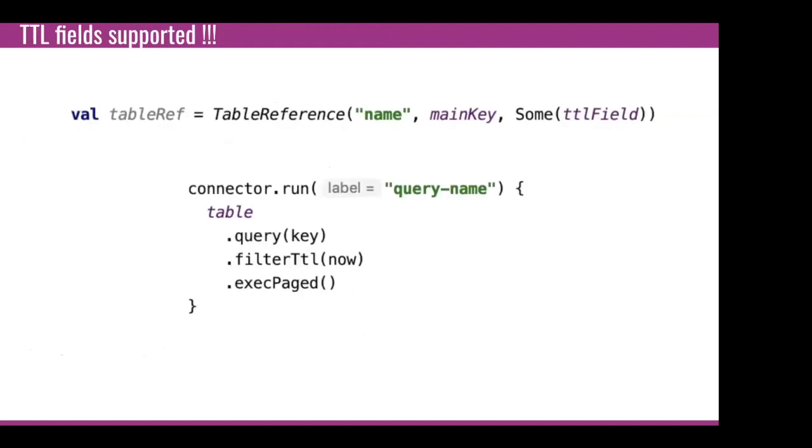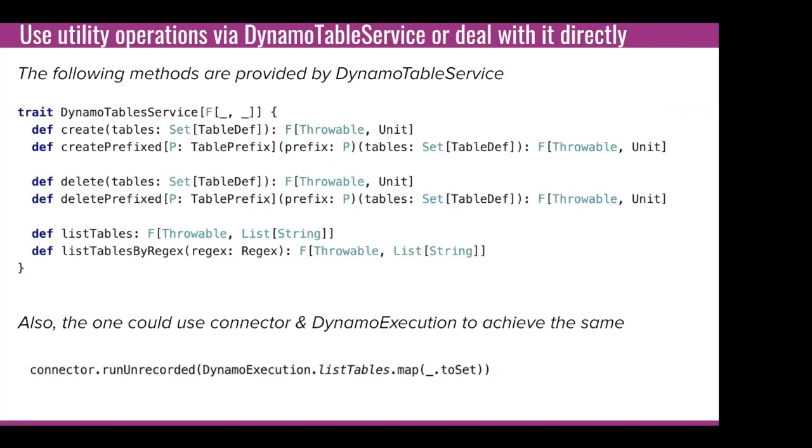A few things I need to mention. First, we support TTL field. You need to provide it as an optional type parameter to the table reference. And we have this convenient filter TTL combinator that filters out all expired records in case Dynamo hasn't done this yet. Also, we do utility operations instead of you.